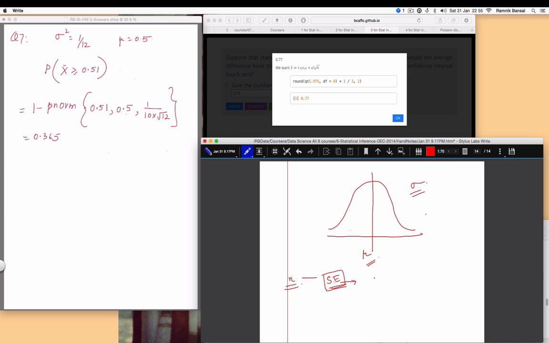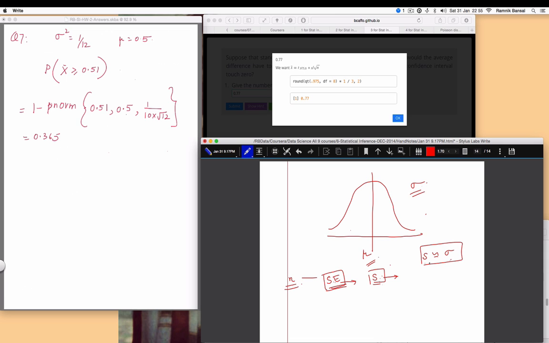So that will give me some value s, or rather, for simplicity's sake, let me say it is the standard deviation of the sample. Now how is that related to the sigma? We are saying that this s is an approximation of the sigma.